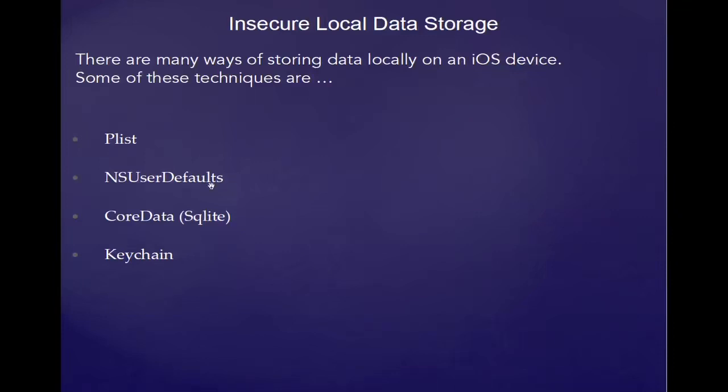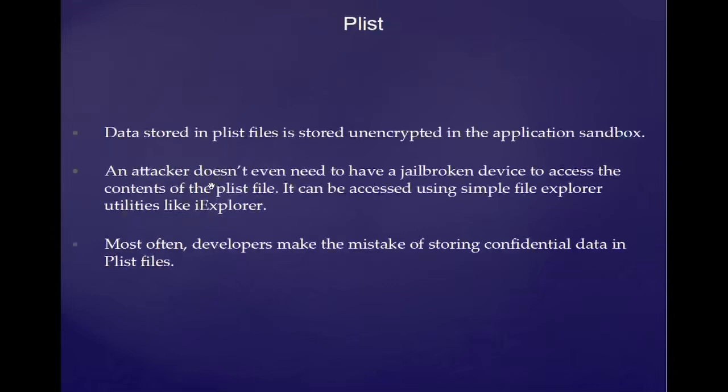So there is property list. Let's start with property list. Whatever data you store using property list is nothing but a plist file, which is stored unencrypted in an application sandbox. An attacker doesn't even need to have a jailbroken device to access the contents of this plist file. Most often developers make the mistake of storing data this way because it's very easy to implement. Property list is just different key value pairs that you store in an application.